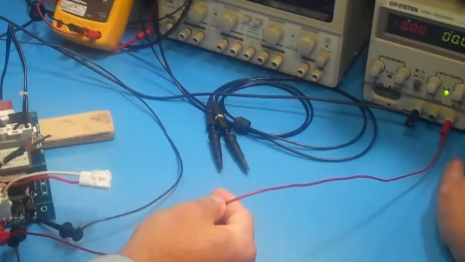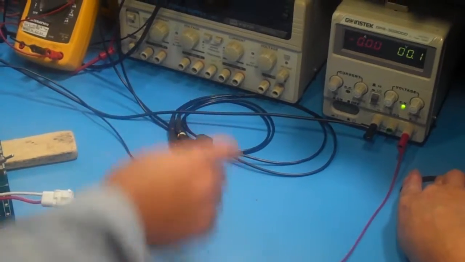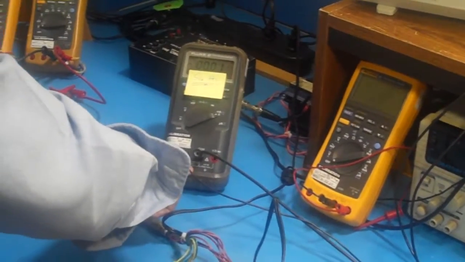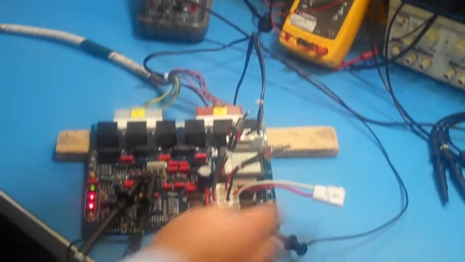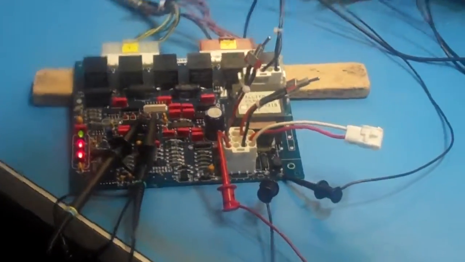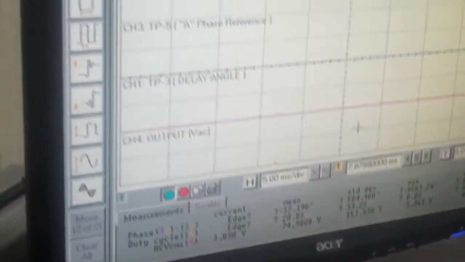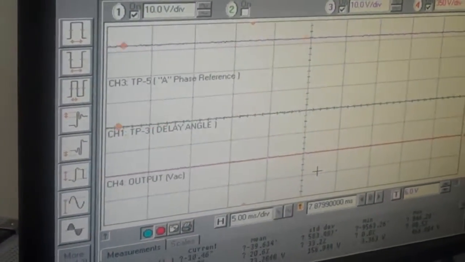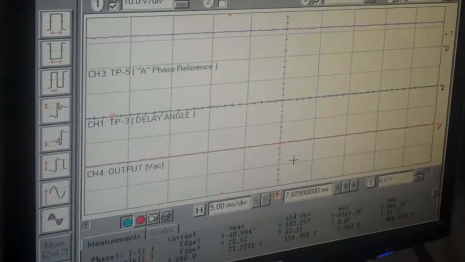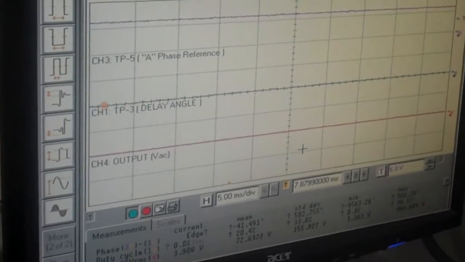We're bringing the positive from a power supply into SIG high, and the negative is going through a meter as an ammeter, reading the 4 to 20 milliamps, and going to common. And then here we have test point 5 and test point 3, and we're going to be looking at the output both with a meter and with an oscilloscope, just to verify that there are no jumps.